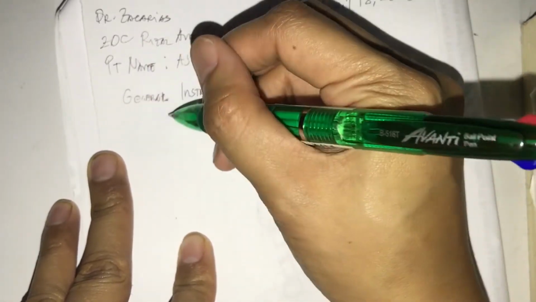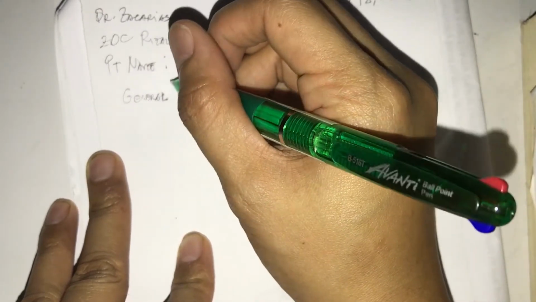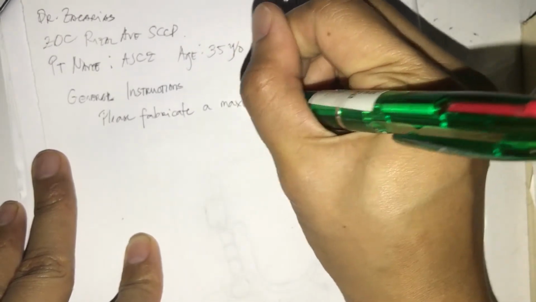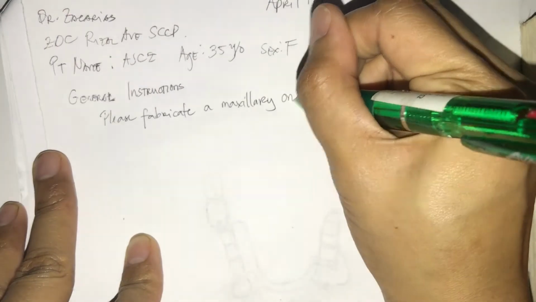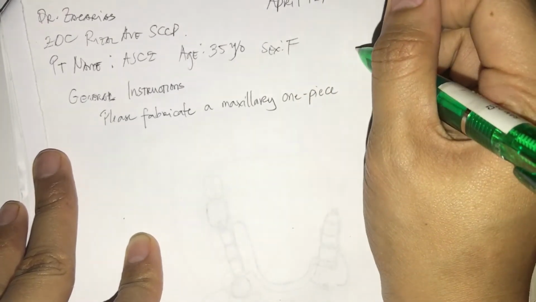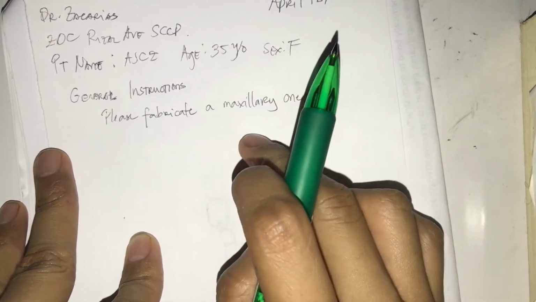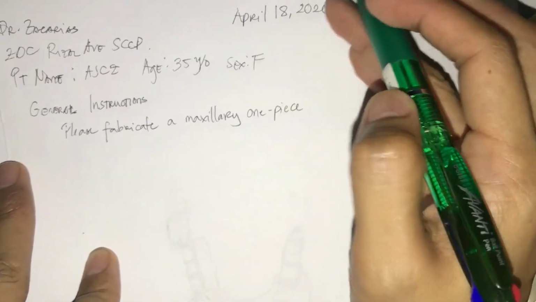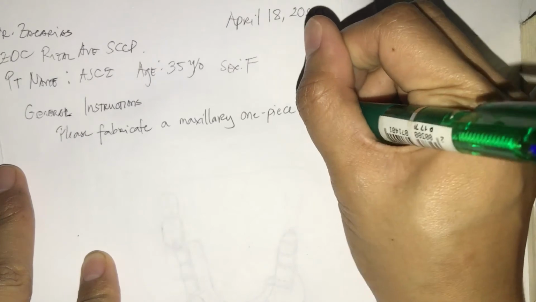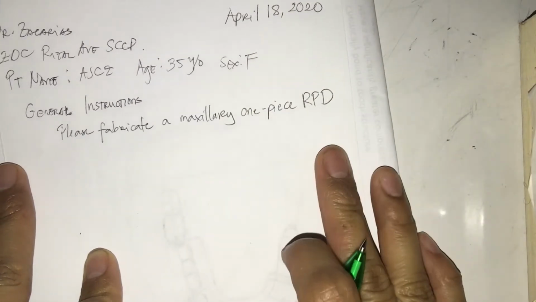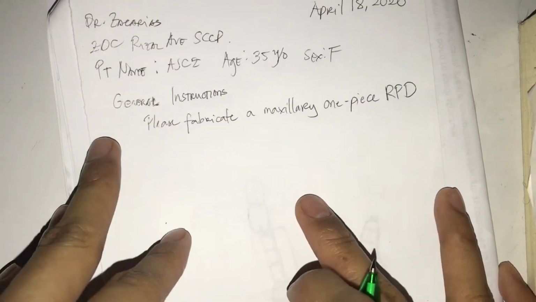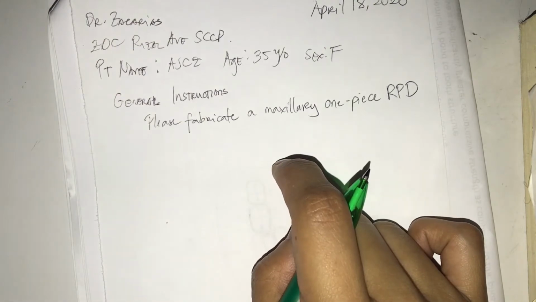Normally for general instructions, we start with a please. Please. Because we are kind and courteous. It's actually written in your instructions. So, please fabricate, for our case, we only have maxillary, one piece. One piece means metal framework. That's the meaning of one piece. If I have two, maxillary and mandibular, it's still one piece. Removable partial denture. Most of the time, we spell it out, but if you don't like to spell it out, it's just fine. Please fabricate a maxillary one-piece removable partial denture.